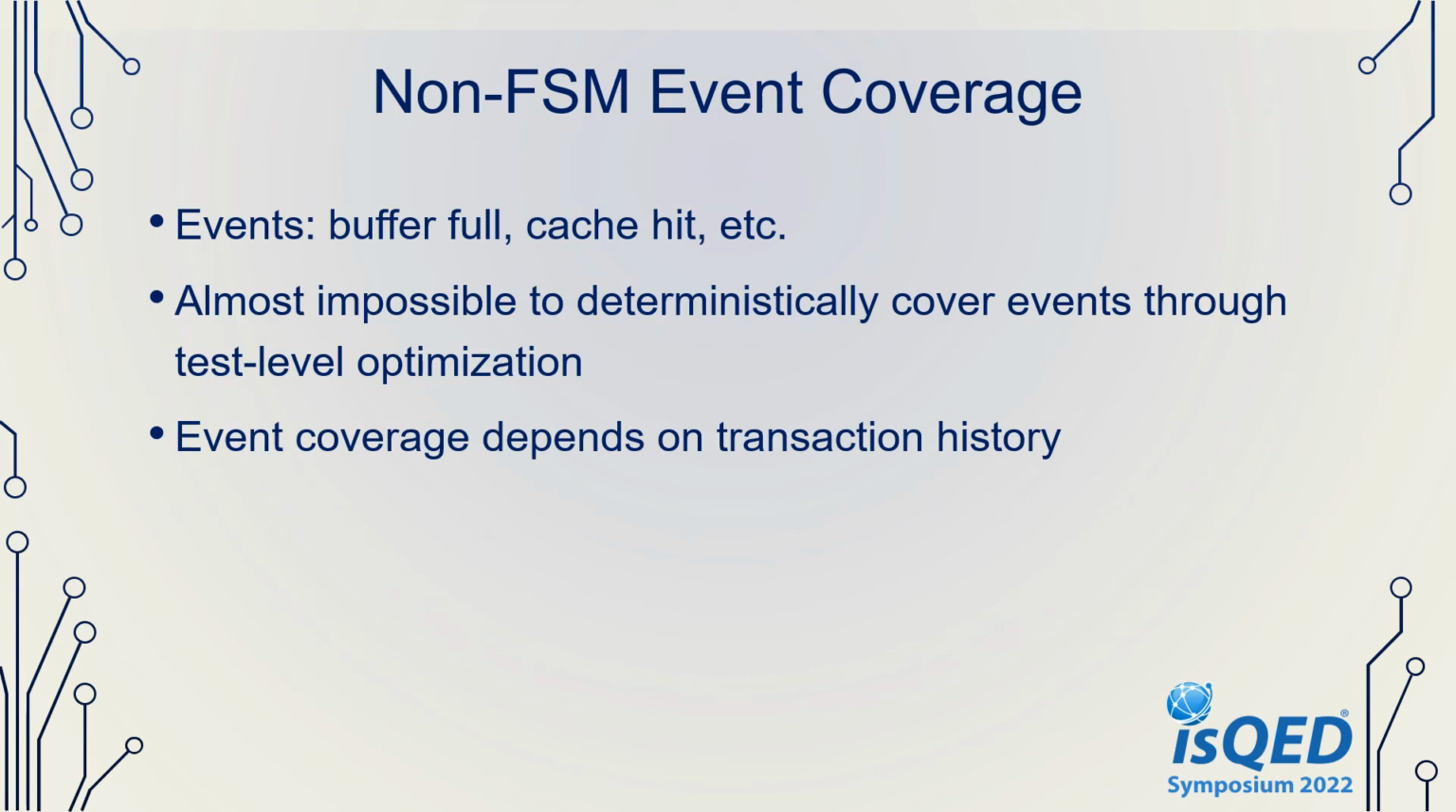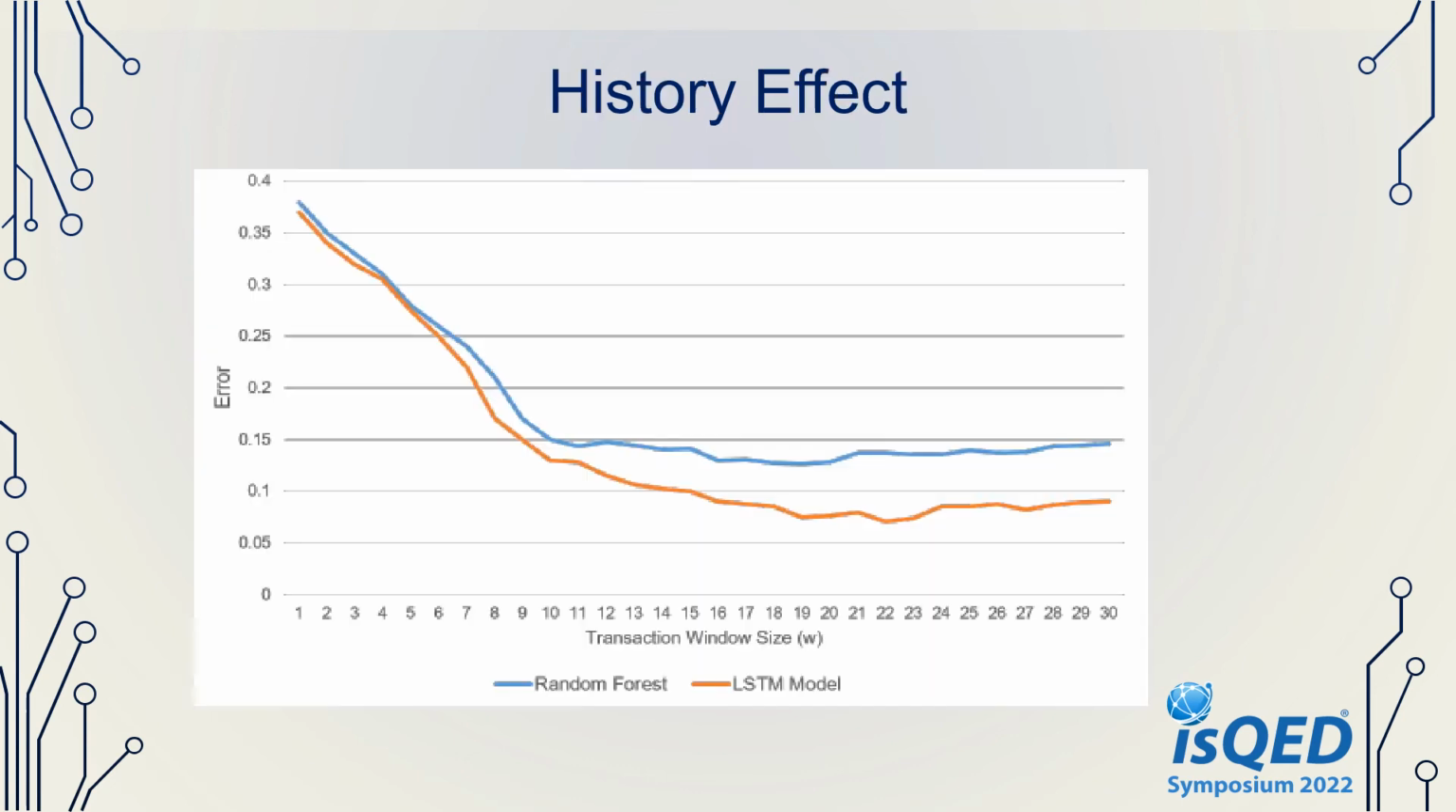So now let's look at the non-finite state machine design. In this case, we look at event coverage. Event means like a buffer full or cache hit. And in this case, whether or not it will bring new coverage highly depends on the history. And the original method won't work well.